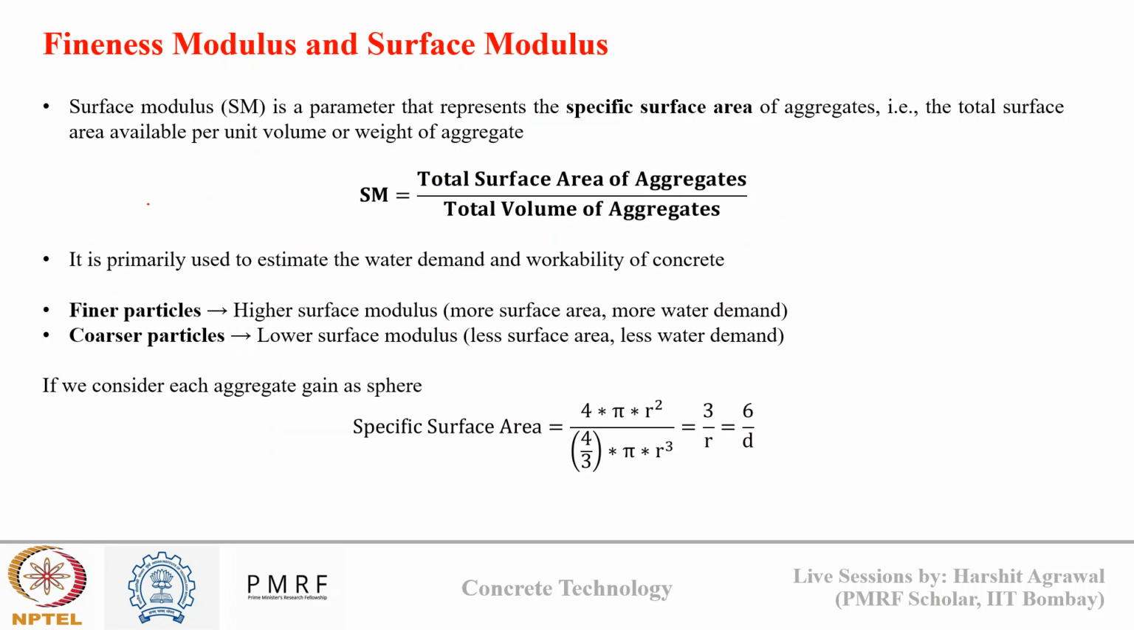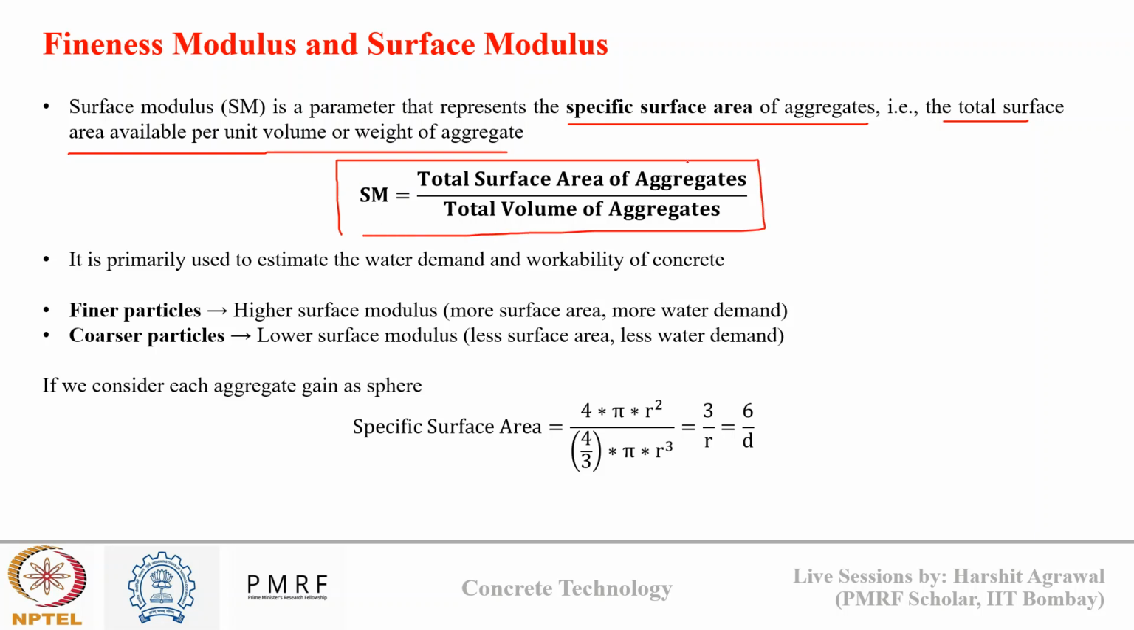After fineness modulus, there is surface modulus, which specifies the specific surface area of aggregate, that is the total surface area available per unit volume or weight of aggregate. Surface modulus is determined by this formula: total surface area of aggregate upon total volume of aggregate. It is used to estimate the water demand and the workability of concrete.